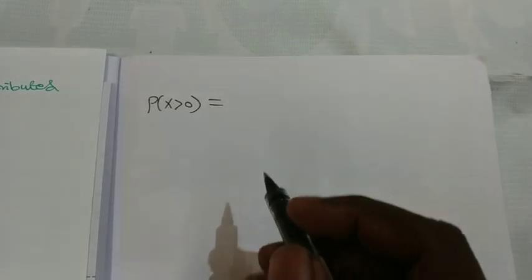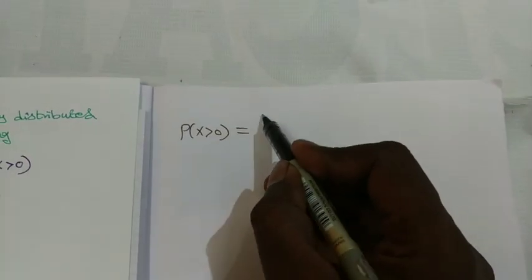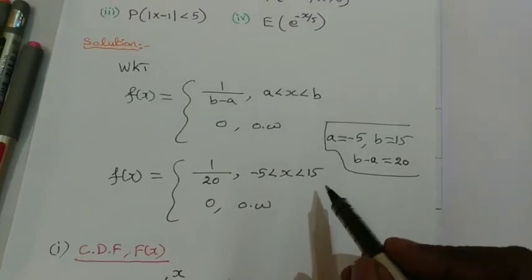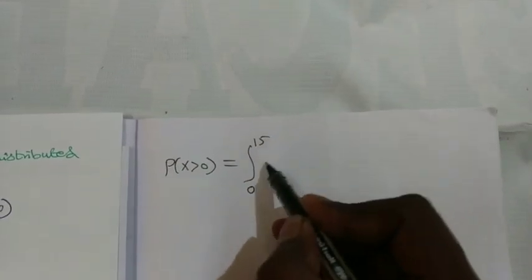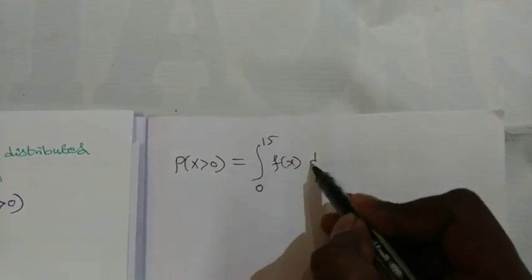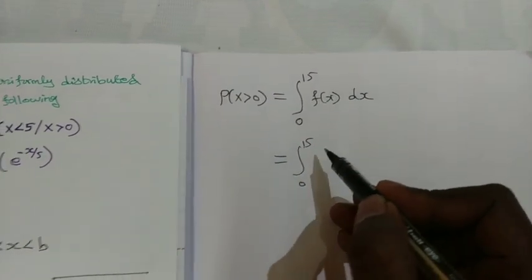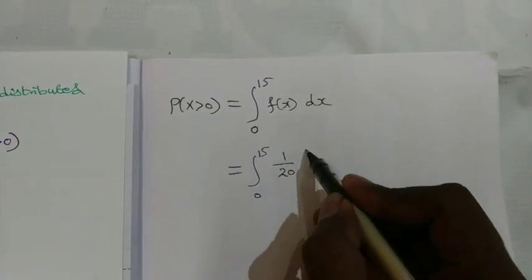So next I am going to find out the denominator, P of x greater than 0. So it is the integral, greater than 0 means 0 to 15, of f of x dx. So that integral from 0 to 15, where f of x is 1 by 20, so 1 by 20 into dx.